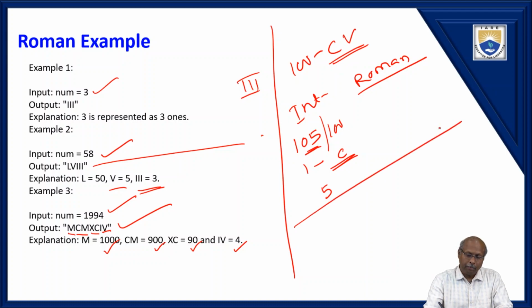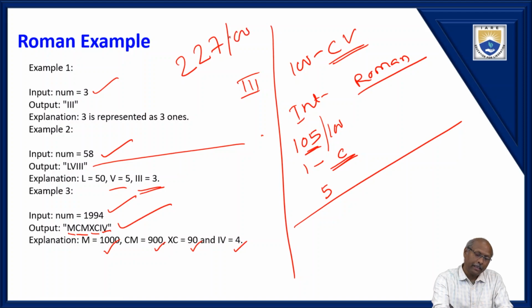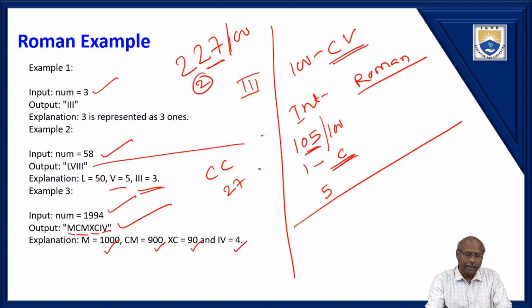For example, I may give 227. So 227 is divisible by 100. If I divide by 100, what will I get? I will get 2. So that means there are 2 hundreds, which is nothing but 2C, CC. After dividing by hundreds, the remaining value is 27. So 27 divided by 10, I will get 2. So that means there are 2 tens. So that is XX.